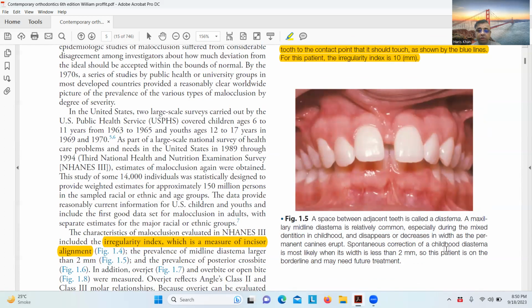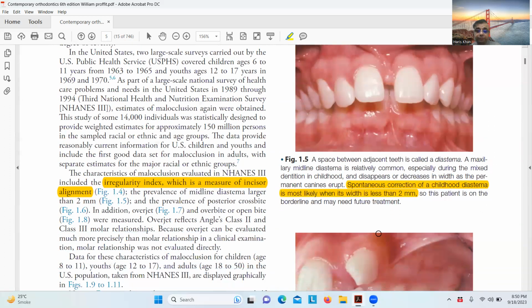And spontaneous correction in a child is most likely when it is less than 2 millimeters. So the patient is on borderline, and this is also important, right? If it's more than 2 millimeters, one needs correction. But in some British books it's written more than 4 millimeters before you need to intervene, right? So these lines are important as far as some MCQs are concerned.